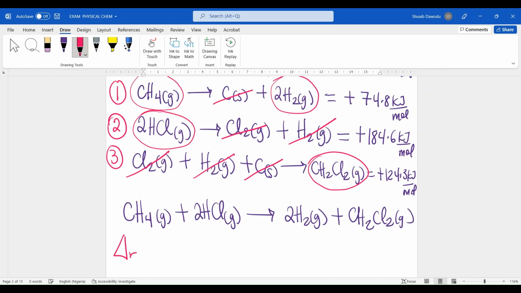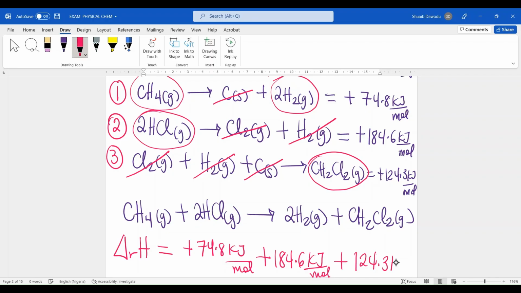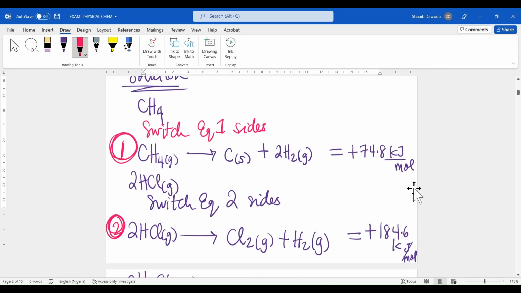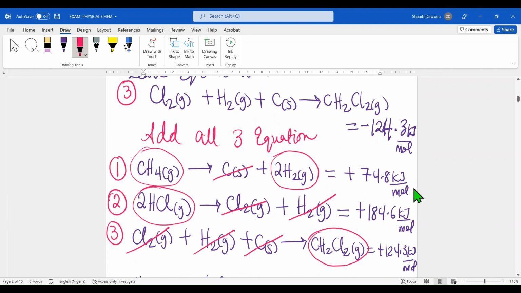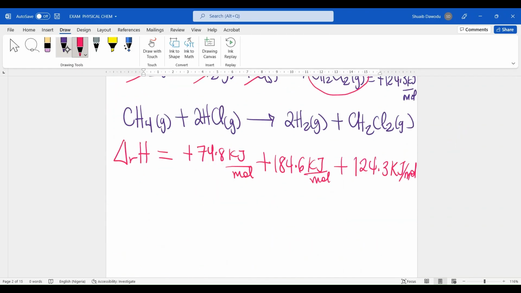So now the change in enthalpy for the general reaction that we're given at the bottom would just be positive 74.8 kilojoule per mole plus 184.6 kilojoule per mole plus 124.3 kilojoule per mole. Now, I just realized from my notes that I made a mistake, which is very good for people to review their work. Looking at equation 3, it's not positive 124.3, it's actually negative. So positive negative will just be negative, so minus here. That's my bad. Thank God I quickly saw it to correct it.